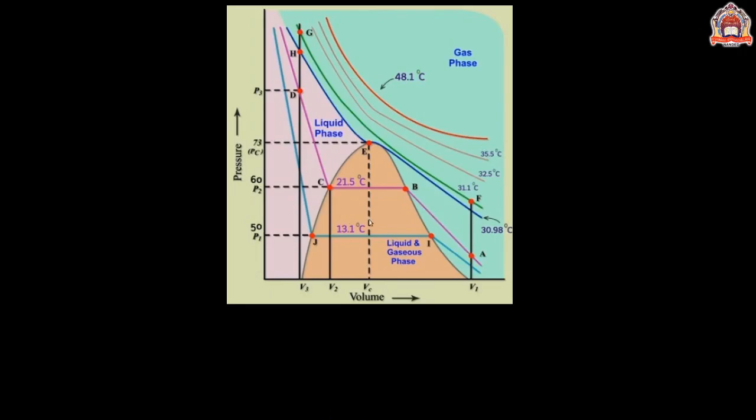The dotted curves, this line, or what we say, the shaded area of this line, gives the liquefaction, or what we say, the liquid and gaseous phase. So this shaded area is represented as a liquid and gaseous phase.